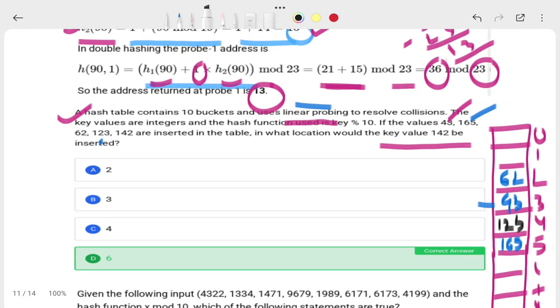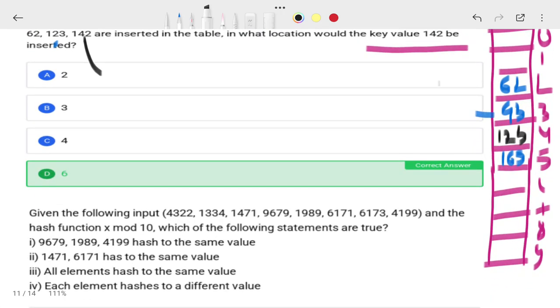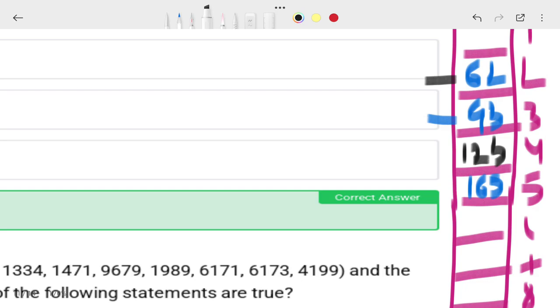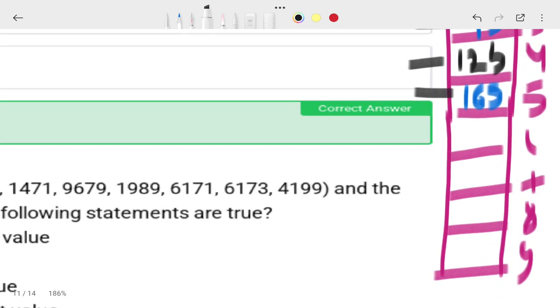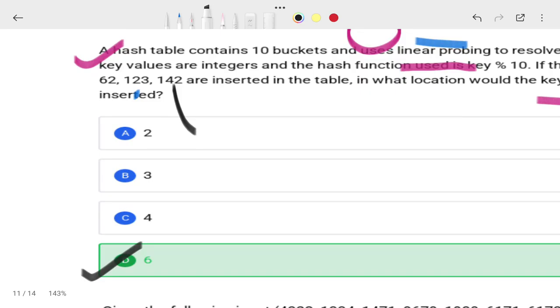Now next 142. 142 divided by 10 is equal to remainder 2. Remainder 2 means here not possible, here not possible, here not possible, here not possible. It will place here. 162 at 6. Done. Okay, you got 2 marks in your competitive exam.